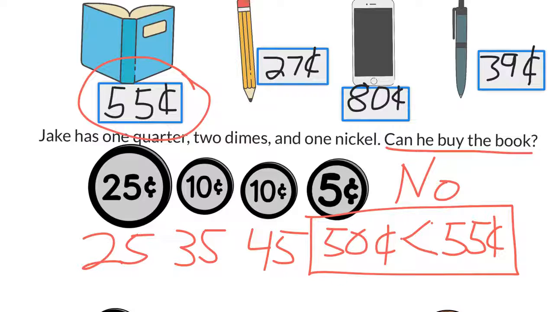Once again, the extension, how much more money would it take to be able to buy that book? So if we compare here, we see that we would need 5 more cents or another nickel, and then we would have the exact amount.